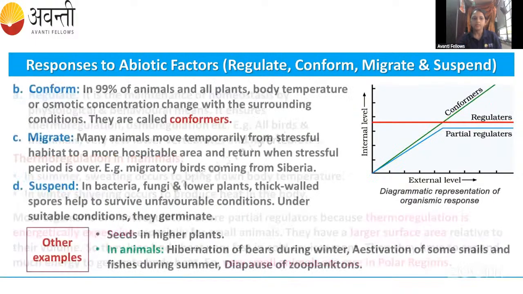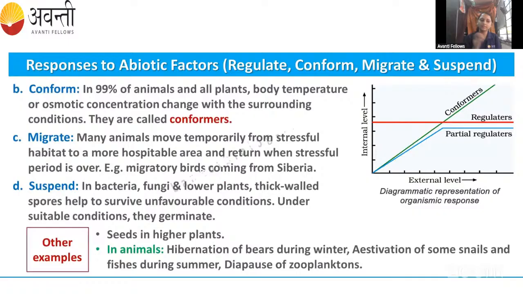Okay, fine. Then coming to the responses to abiotic factors, we studied the regulators. Now we study the conformers, migrators, and suspend. Then coming to the conformers, we know that 99% of the animals and all the plants cannot maintain homeostasis, right? So that's why they are called conformers. They will change their internal temperature based on the external environment. Kindly remember here, osmotic concentration and also body temperature change with the surrounding condition.